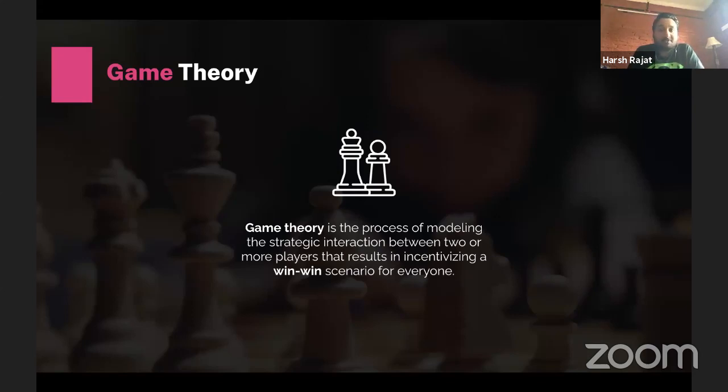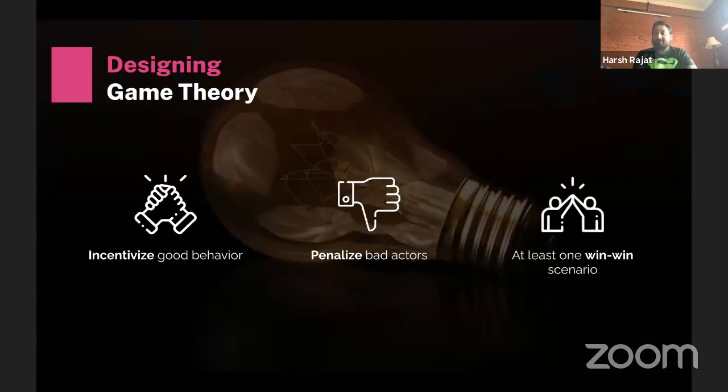Some of the examples for this would be the services you have, the ISPs you have, the internet service provider. So you are paying them, and they are giving you service. So in essence, it's also a game theory, but something which is very, very simple. And that's actually the entire point of game theory. It's really simple if you think about it, and if you break it into modules. So designing game theory, you just need to keep three things in mind. The first is incentivizing good behavior.